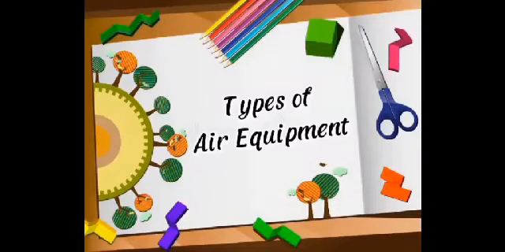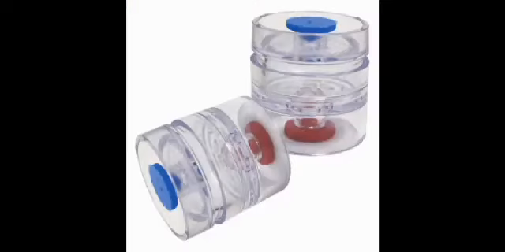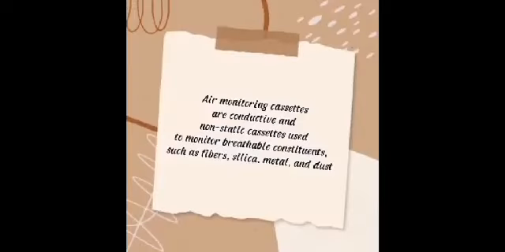Types of air equipment. First is cassettes. Air monitoring cassettes are conductive and non-static cassettes used to monitor breathable constituents such as fibers, silica, metal, and dust.